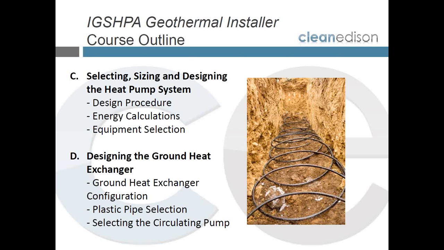Next, we select, size, and design the heat pump system. We go through a design procedure, usually the ACCA Manual J you may be familiar with, that gives us how many BTUs per hour or tons per hour of heat are necessary, and we size our heat pump for a house as a 3-ton or a 4-ton or a 5-ton heat pump. And we go through all of these examples in this workshop.